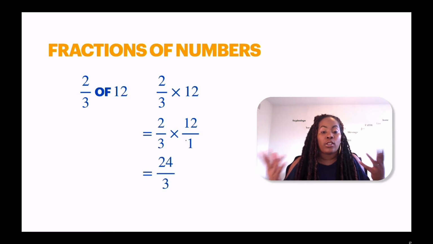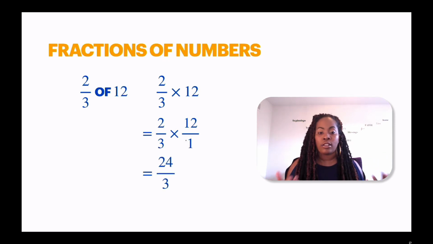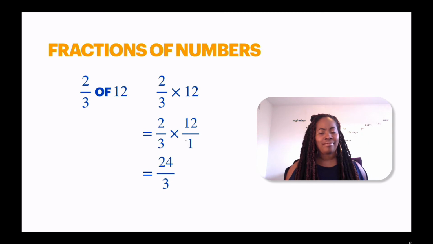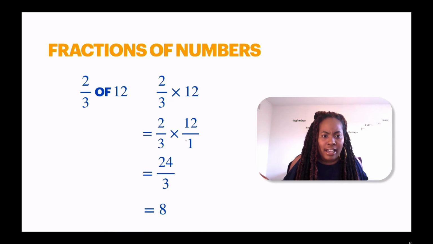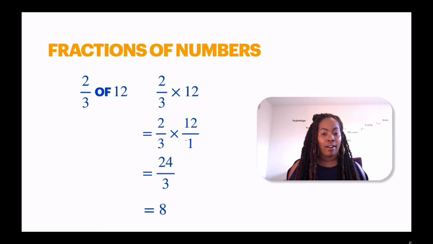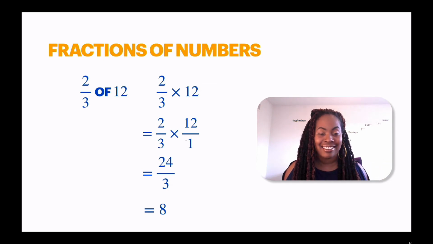2 times 12 is 24. 3 times 1 is 3. We end up with 24/3. Wonderful. And you can always convert that, because 3 goes into 24 8 times. So our final answer is just 8. Therefore, 2/3 of 12 equals 8.